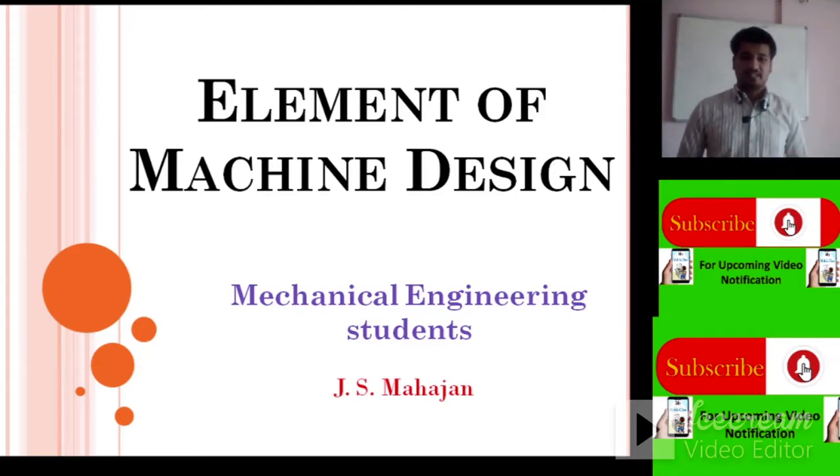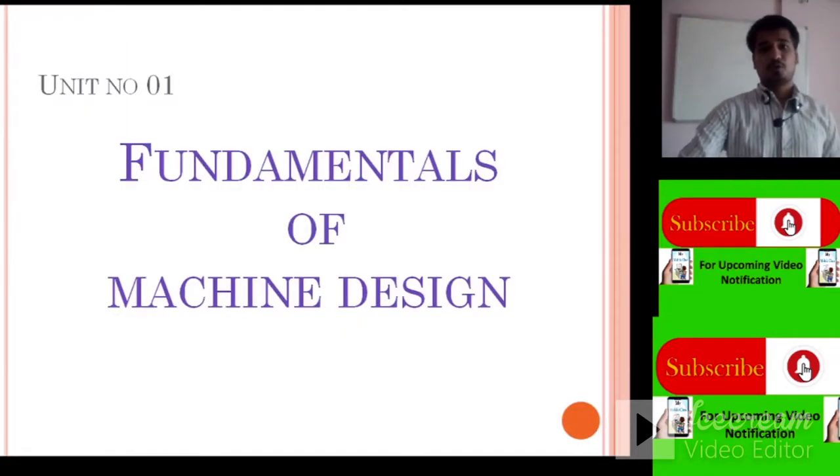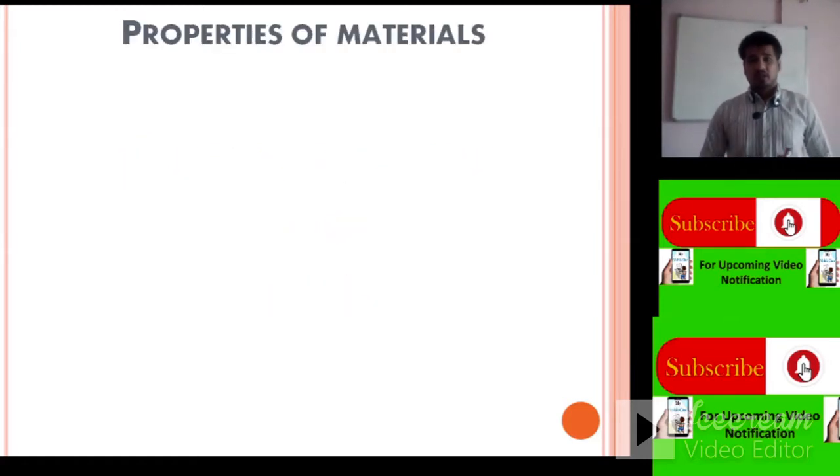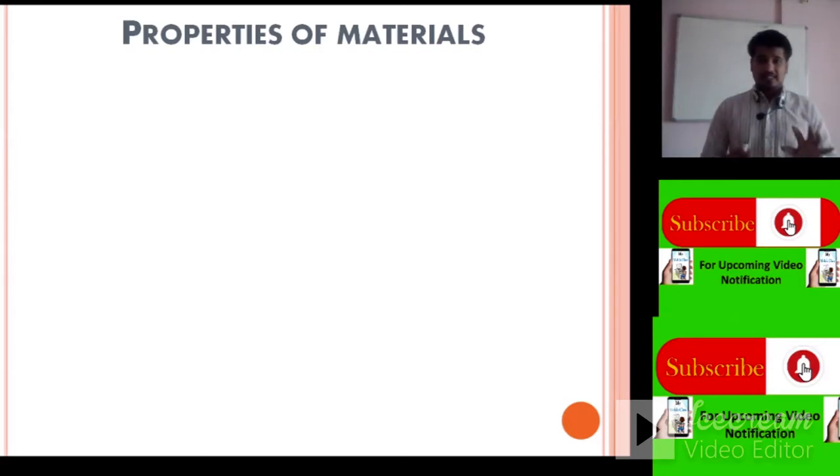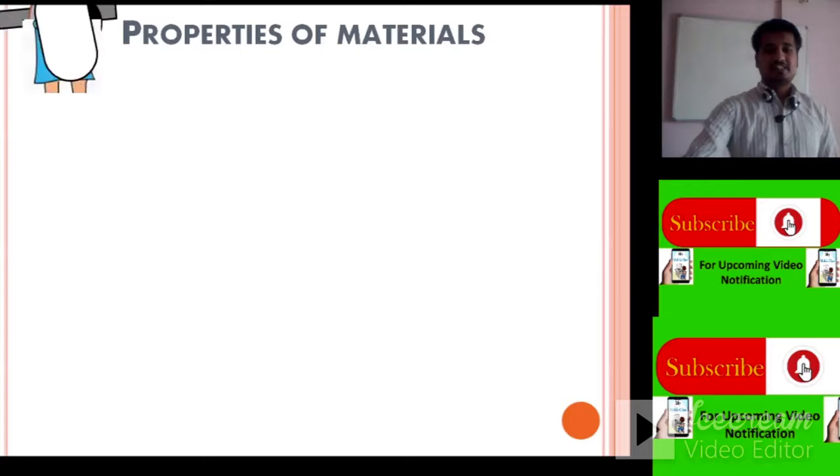This is our third lecture, and in this lecture we are going to discuss some properties of unit number 1, that is fundamental of machine design. There are different properties of material, out of which we are going to discuss near about 11 to 12 properties in this lecture, and you will understand all these properties. Now we will start from the first property, that is strength.